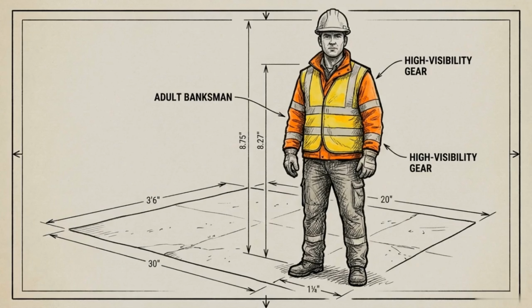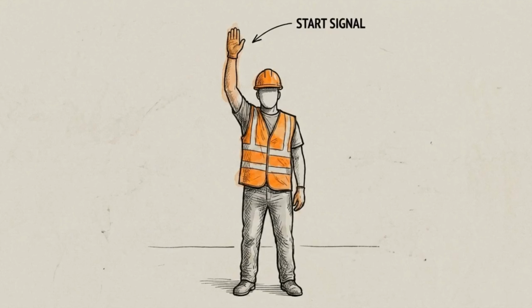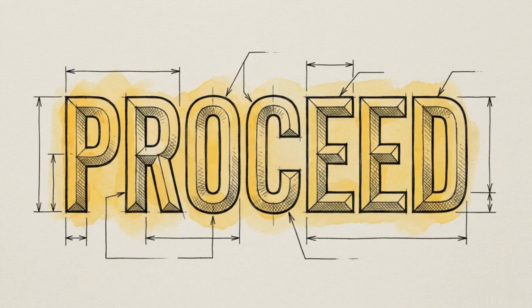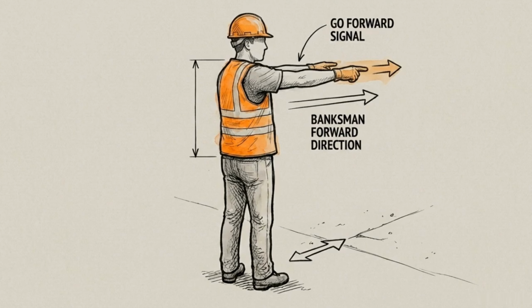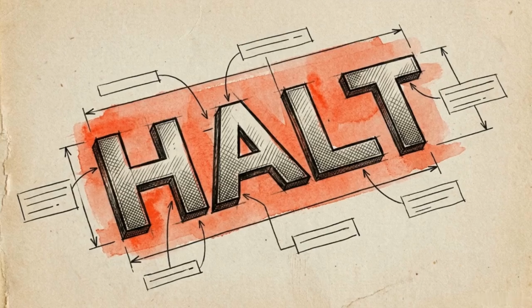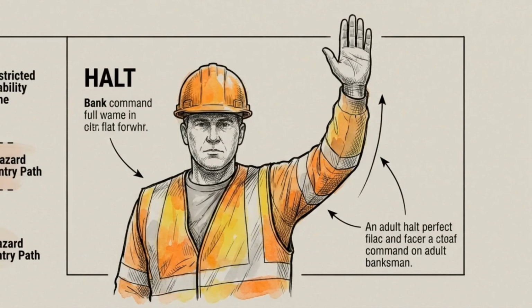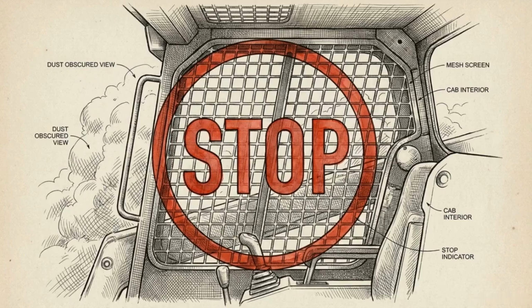Navigating safely requires relying strictly on standardized banksman hand signals. For the start signal, raise one hand straight up. For the go forward signal, point both arms straight ahead. To stop the machine, raise one arm palm forward. If the operator ever loses visual contact with the banksman, the machine must be stopped instantaneously.